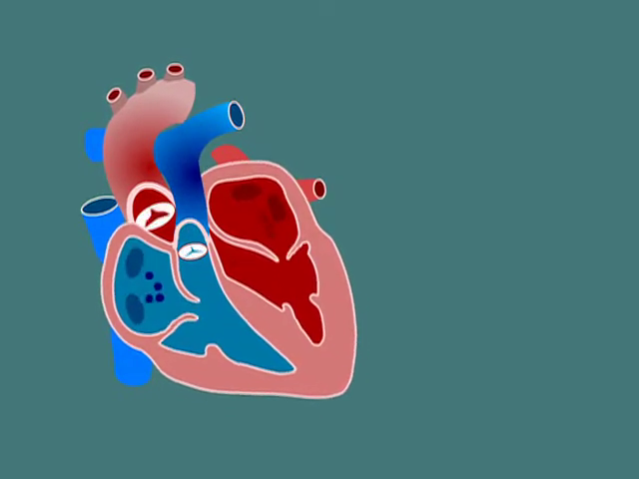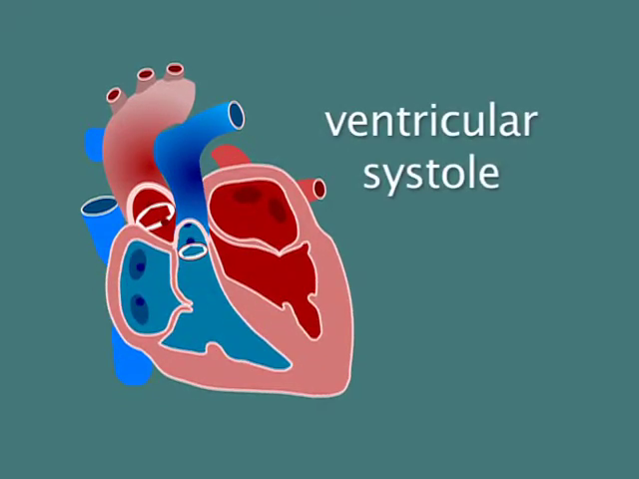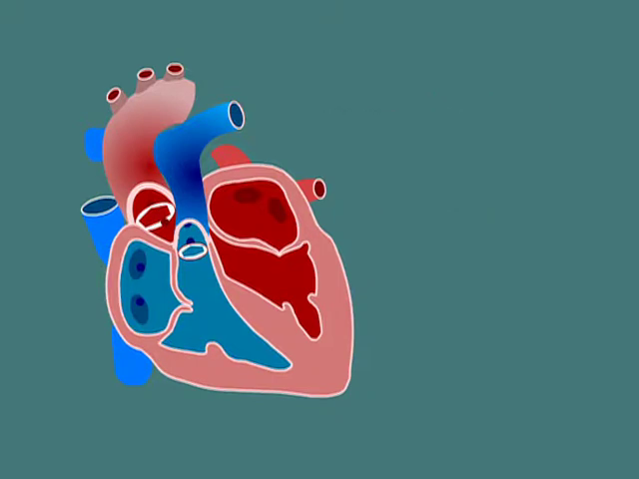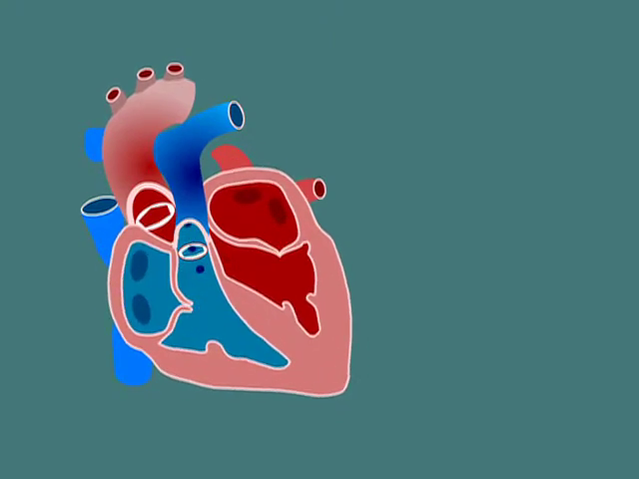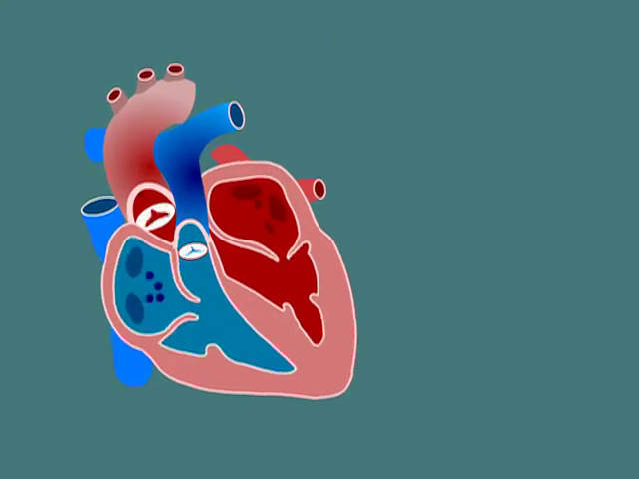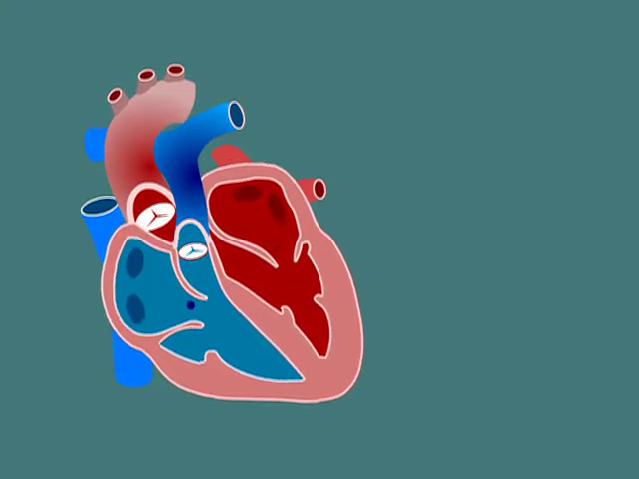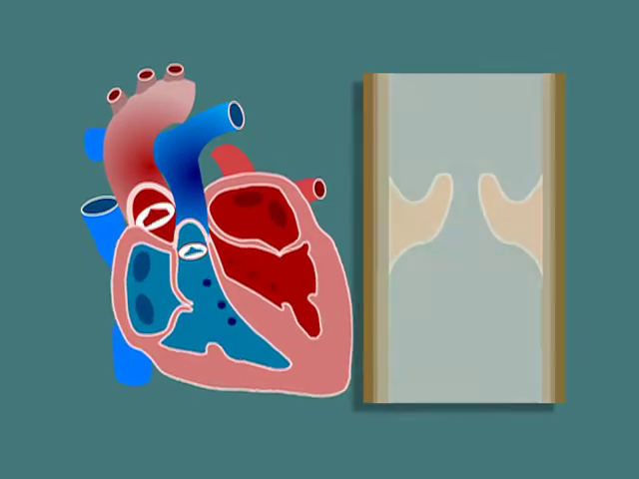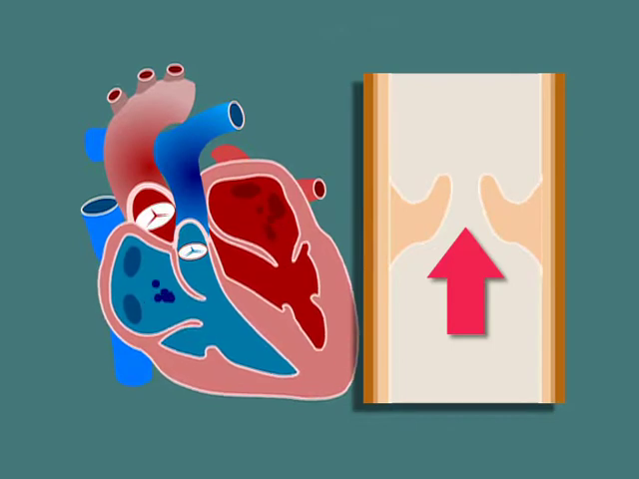About 0.1 seconds after the atria contract, the ventricles contract: ventricular systole. The volume of the ventricles decreases and the pressure in them increases. When the pressure in the ventricles exceeds that in the atria, the atrioventricular valves are forced shut, and as the pressure in the ventricles increases more, blood is forced out into the aorta or pulmonary artery. The semilunar valves at the base of these vessels are opened as the blood is forced out.